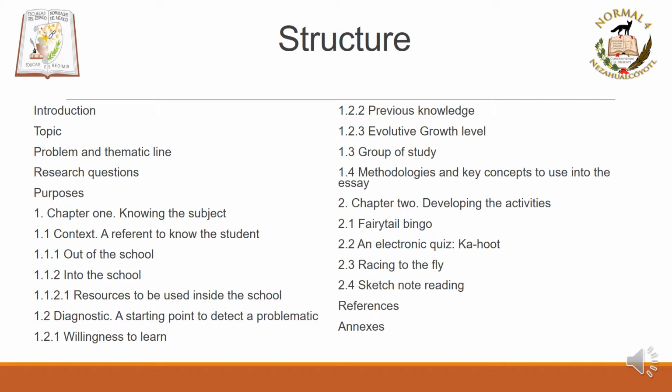And in chapter 2, I developed the activities. I have 4, and I will speak about them later as well. Then I have the references and the annexes.